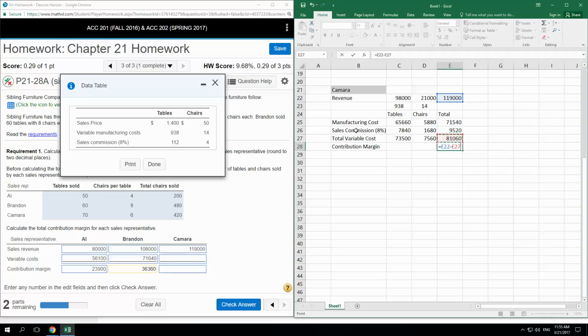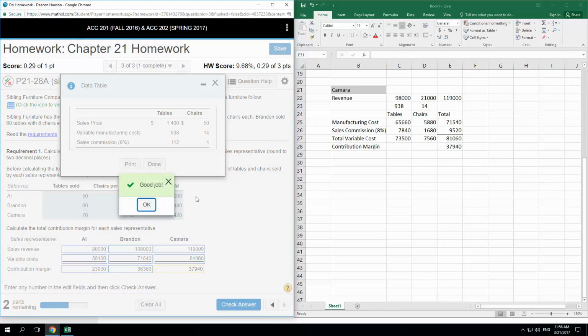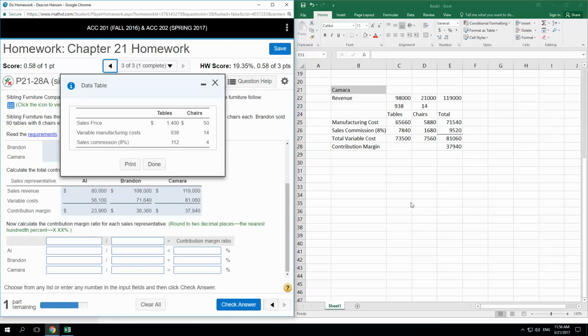119 minus 8,160. Okay. So it's just a matter of plugging that in. And if you were really finicky about being absolutely right, you might want to go back and do the math here. But we're going to take a chance. And we got a good job on that. Okay. Does that make sense? Yeah, that makes sense.